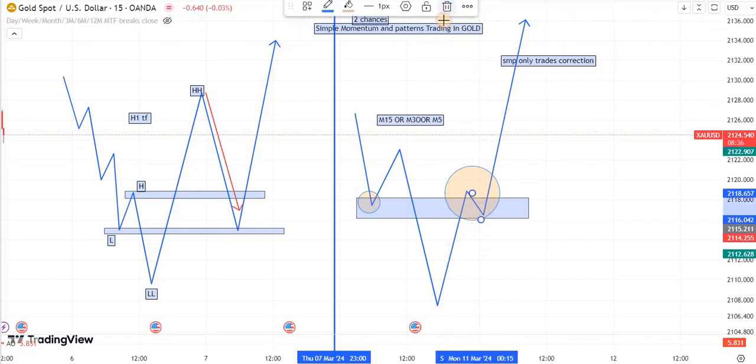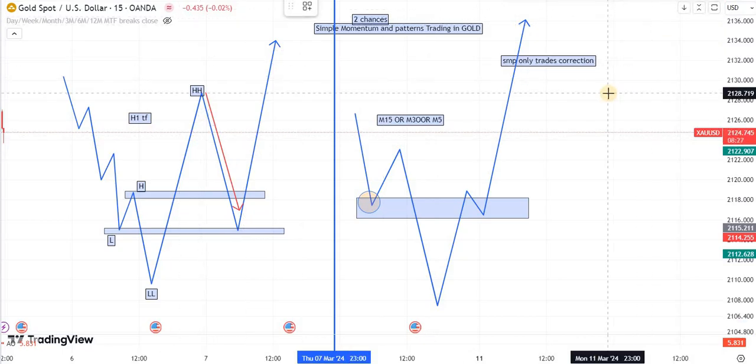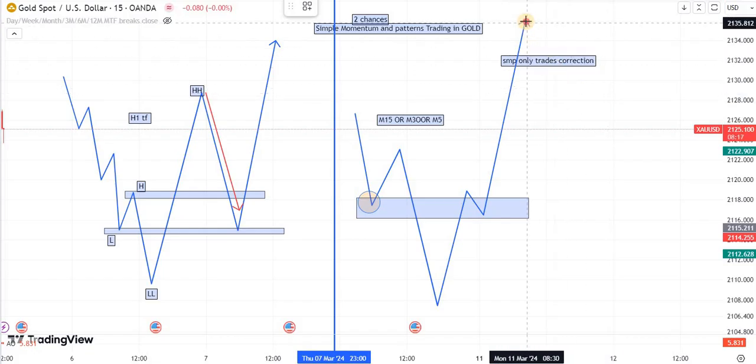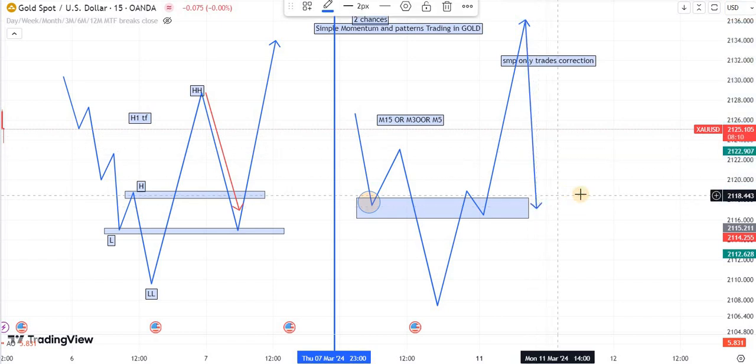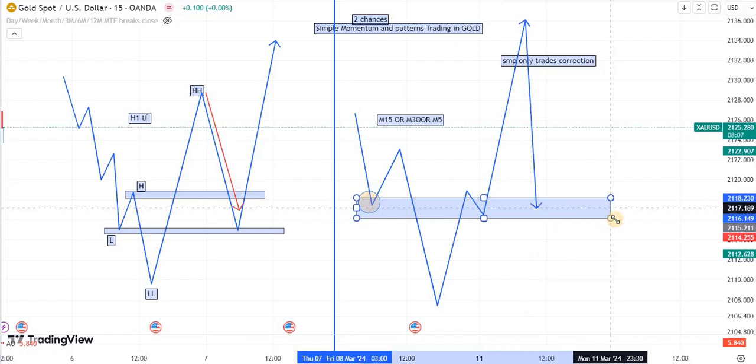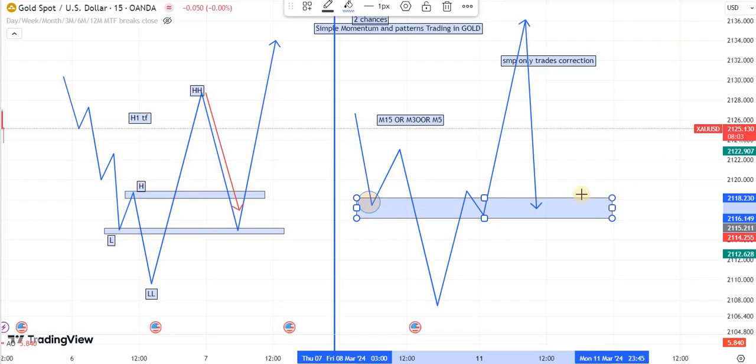So after plotting this rally base rally on a smaller time frame than the one you got the QM on, what we have to do is this. As I told you at the very first, we only trade retracement. So we'll be looking for a correction, and we'll be buying from exactly this zone.